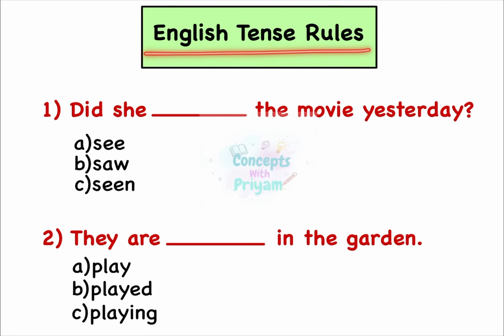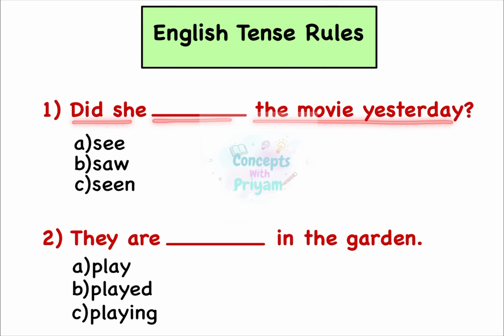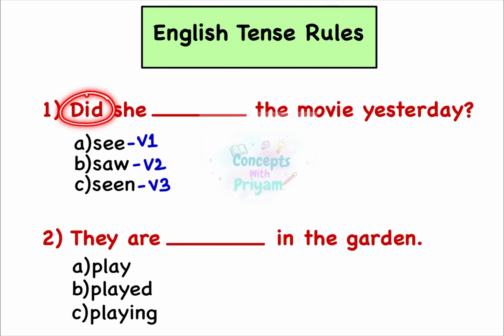English tense rules. Number 1. Did she blank the movie yesterday? See, saw, or seen. See is verb 1, saw is verb 2, seen is verb 3. The keyword here is did and it's a question.